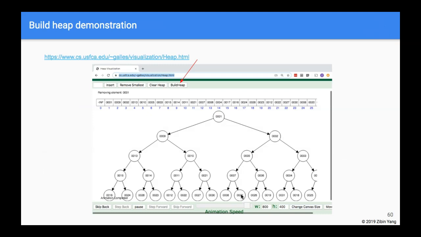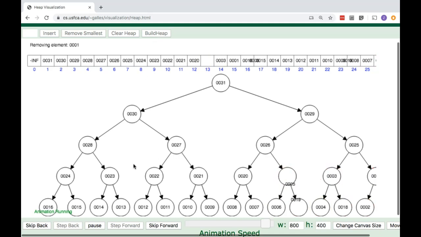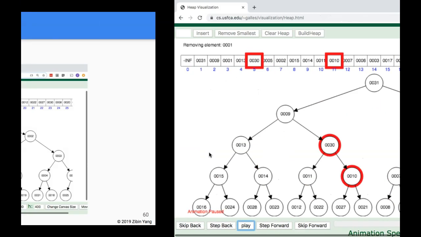If you want a more complex example, you can go to our favorite visualization tool here, and there's a build heap button that shows you a nice animation of how it generates a random heap and shows you how this process actually works. I'm not going to complete the animation here. You can try it on your own.